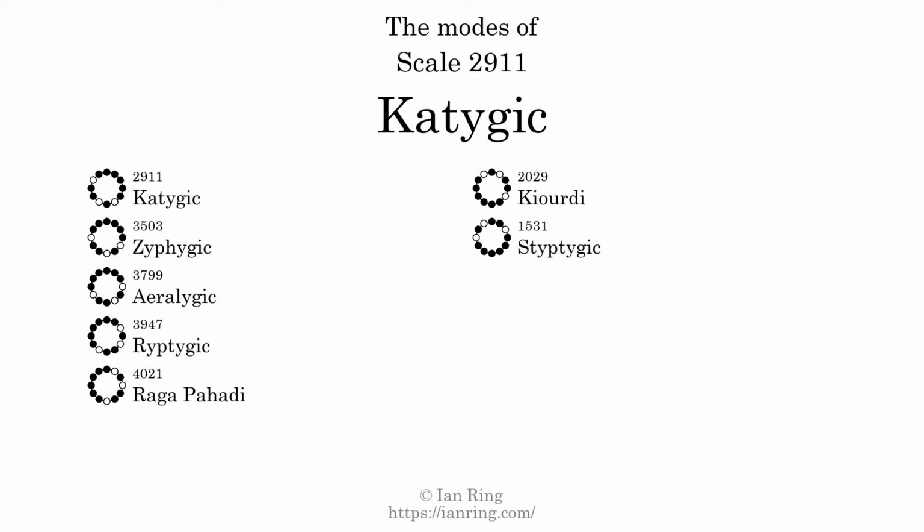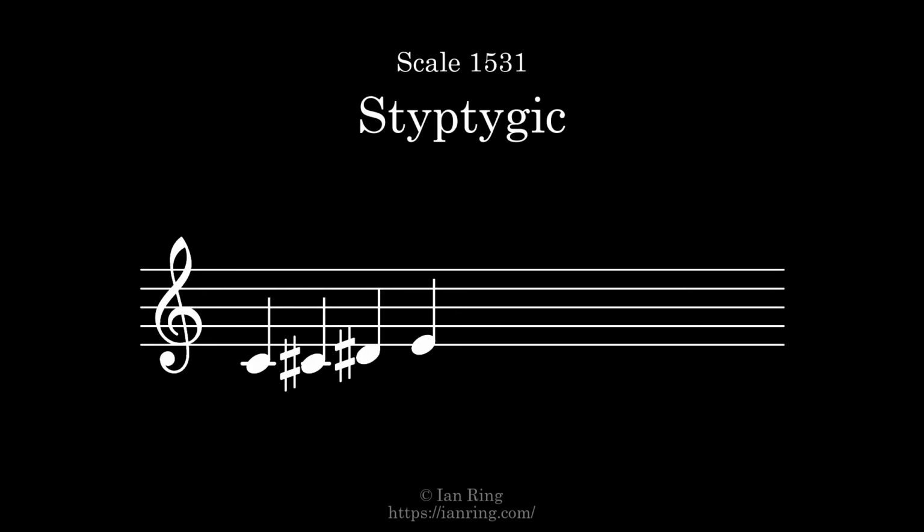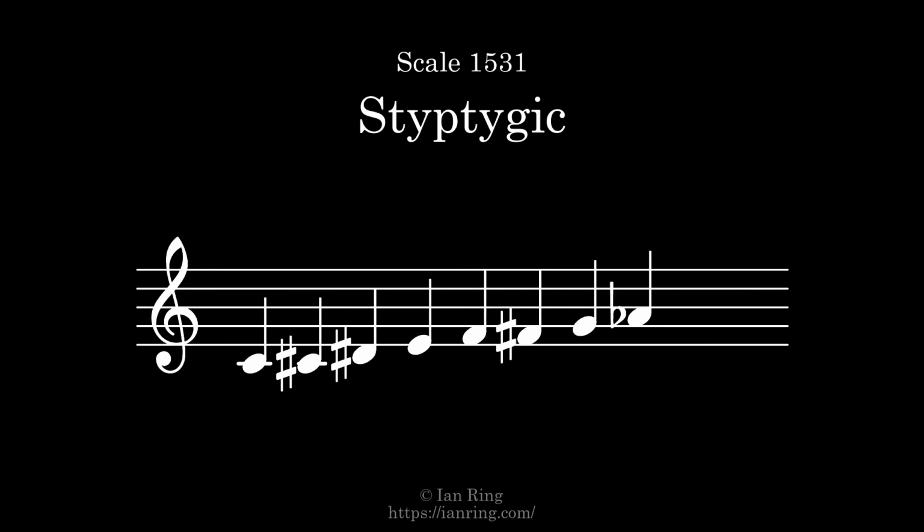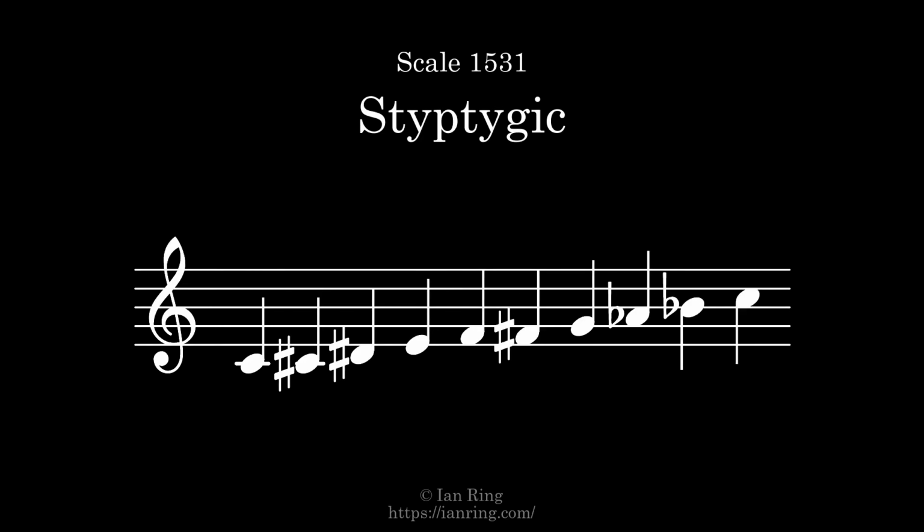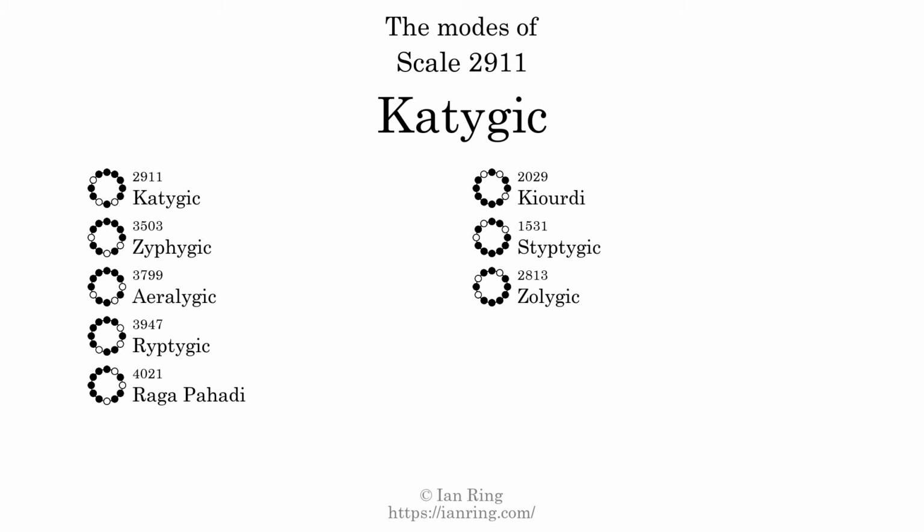The seventh mode is scale 1531, also known as Katygic. It sounds like this. The eighth mode is scale 2813, also known as Katygic. It sounds like this.